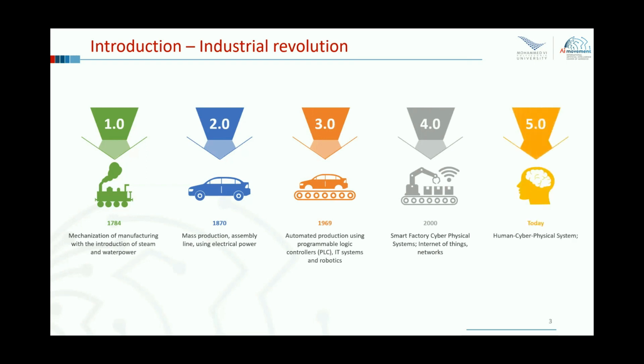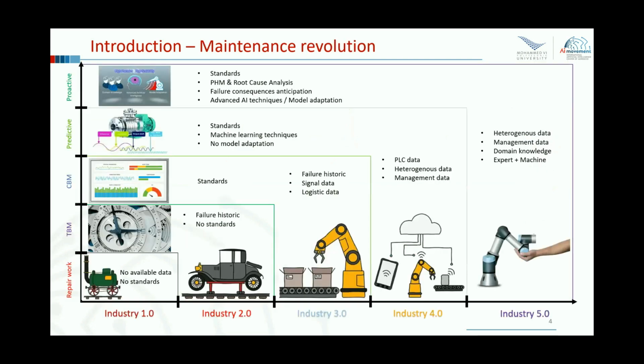Now, the fifth industrial revolution is expected to bring the human back to the center of operation through a human cyber-physical system for value creation and human-robot collaboration and integration. So as industries evolve, so do maintenance strategies.